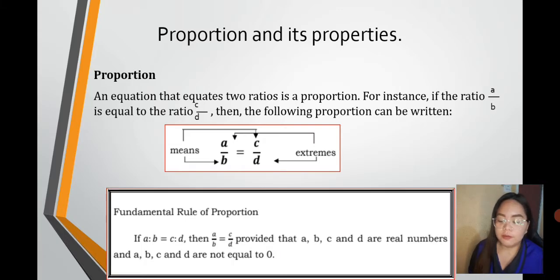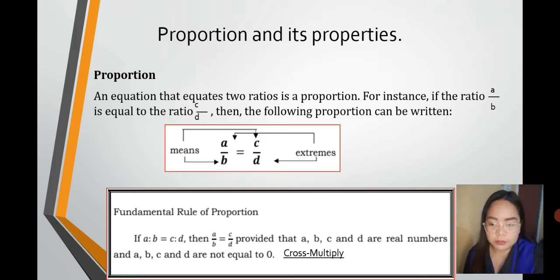Okay, so fundamental rule of proportion. If A is to B is equal to C is to D, then A over B is equal to C over D, provided that A, B, C, and D are real numbers and A, B, C, and D are not equal to 0. Or, to make it short, ang fundamental rule of proportion natin is cross-multiply or cross-multiplication.